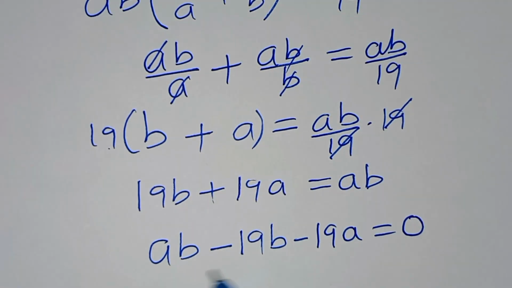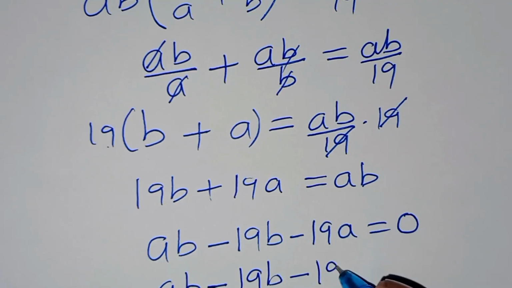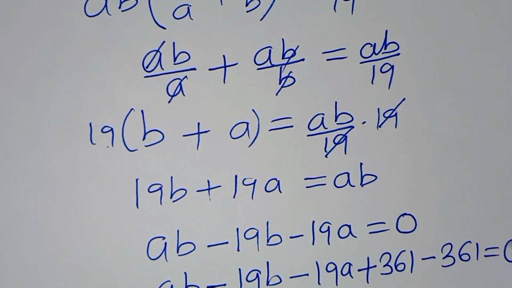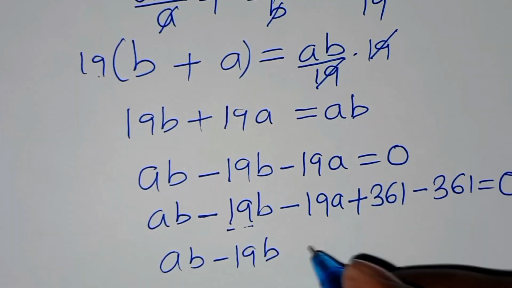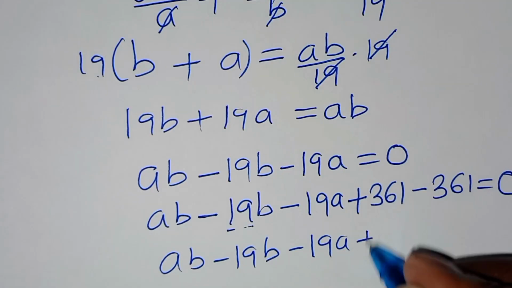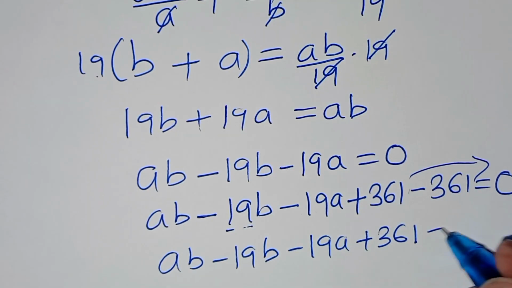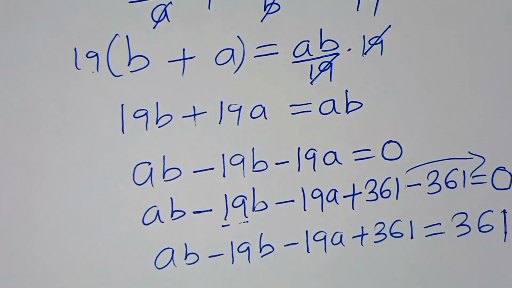Now, to be able to factorize this equation, we have to add and subtract 361, which is the product of 19 and 19. So we have plus 361 minus 361 equal to 0. The second step we'll have here is ab minus 19b minus 19a plus 361. Let's take negative 361 to the right hand side, so this will be equal to 361.